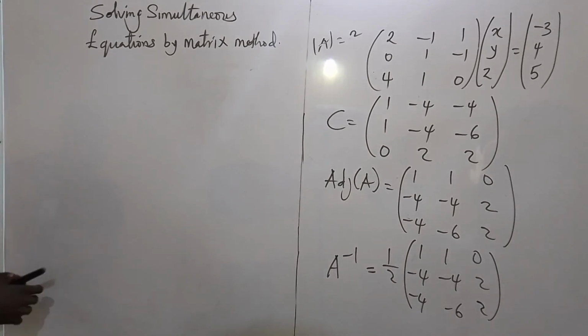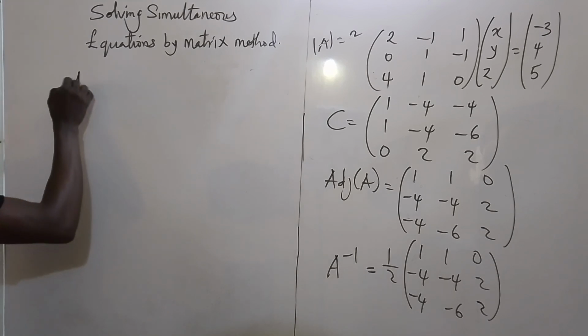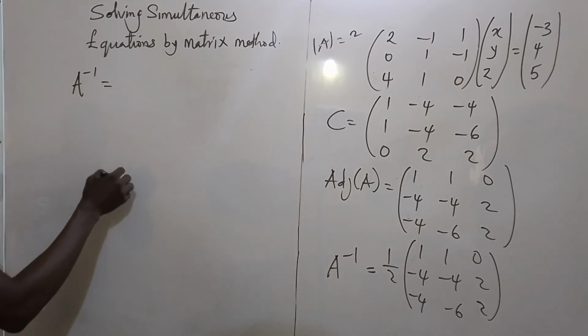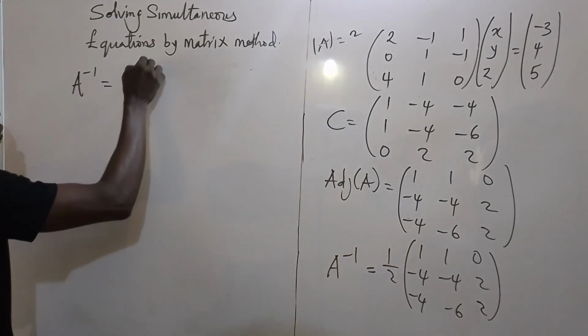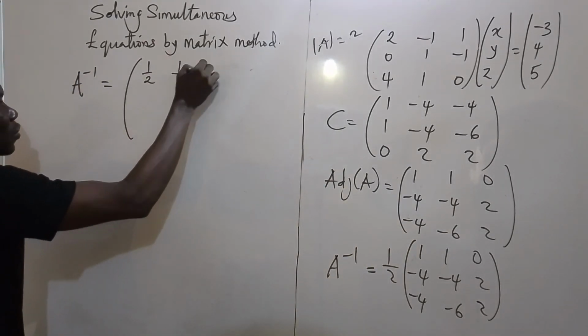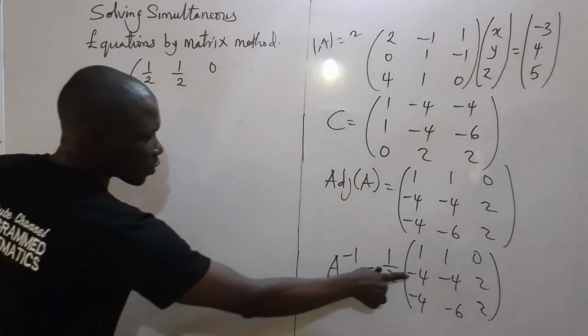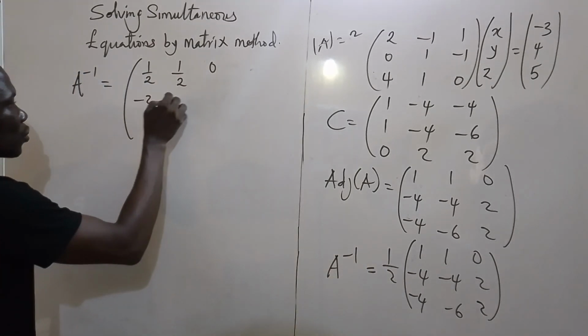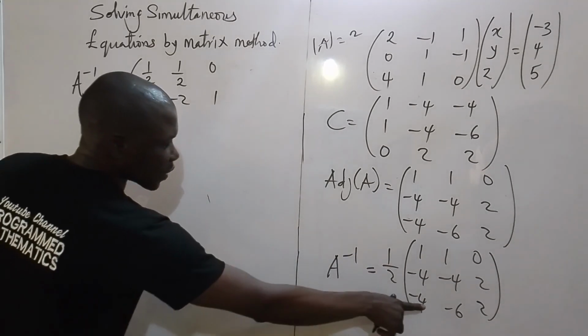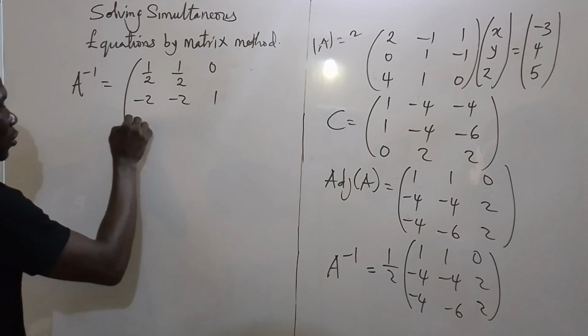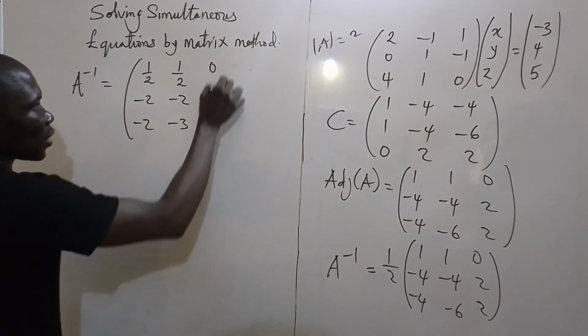If you open up the multiplication, A inverse will therefore be equal to 1 over 2 times 1, 1, 0. That will give us 1 over 2, 1 over 2, 0. 1 over 2 times minus 4 is minus 2, and 1. 1 over 2 times the third row, that's minus 2, minus 3, and 1.